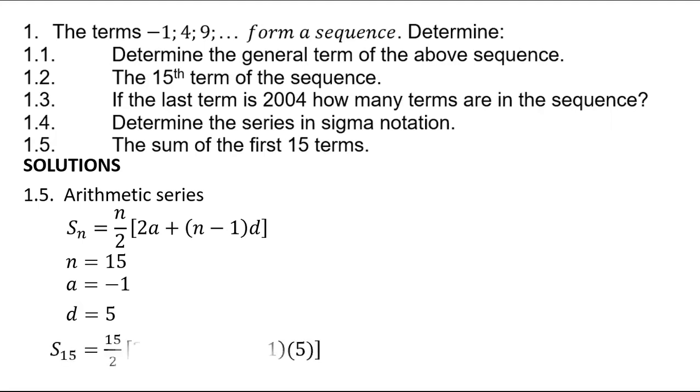Substituting this, you'll have S15 equals 15 over 2 into (2 times -1, plus 15 minus 1, which is 14, times 5). And that will give you the sum of the 15 terms as 510.